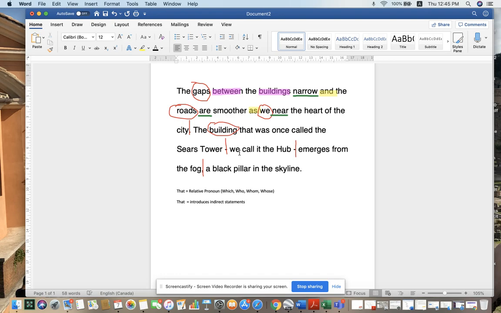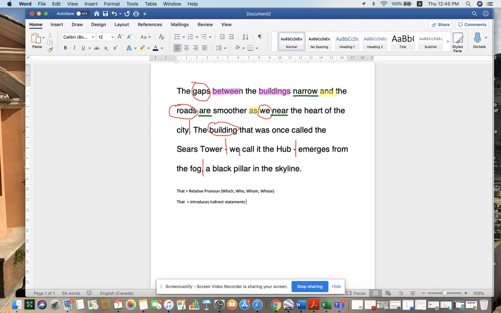So if I say the building which was once called the Sears Tower, perfect relative pronoun, no problem. But the moment I say that was once called the Sears Tower, what the writer's pointing out is that building over there. If you ever read Shakespeare in junior high, senior high, or university, you'll notice that Shakespeare uses a lot of that when referring to villains or very specific people.